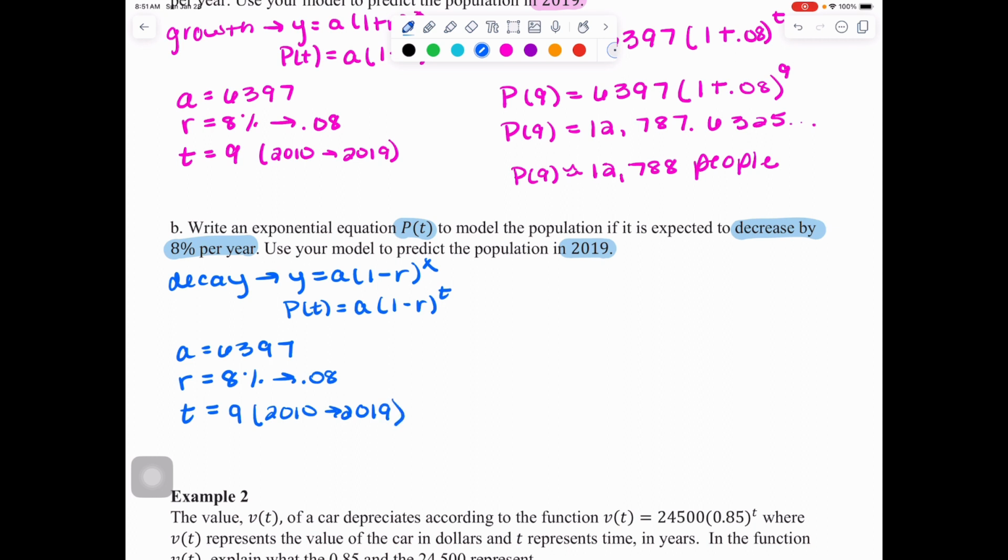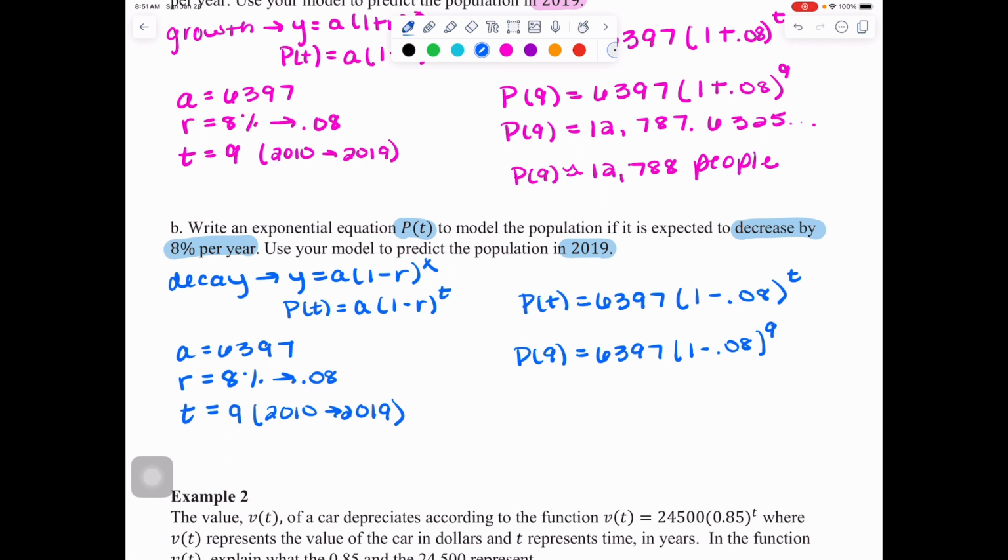So my model, my formula, would be P of t equals 6,397 times 1 minus 0.08 this time because it's decay, to the t. So that's my actual formula. Now I will use it to find P of 9. So P of 9 would be 6,397 times 1 minus 0.08 to the 9th power.